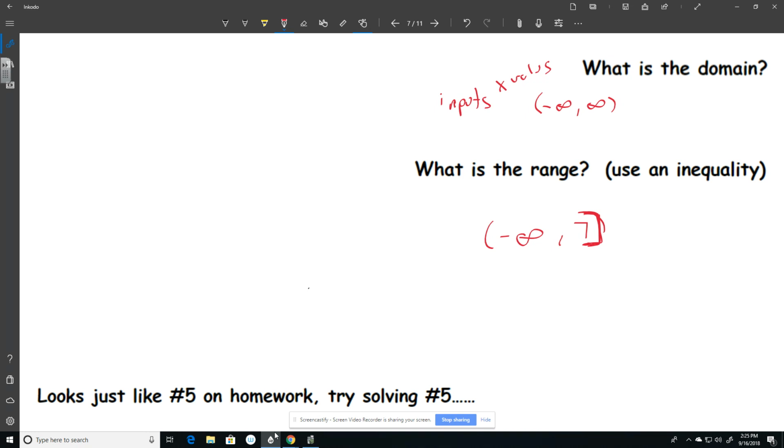So for the domain, it's usually going to be infinite. We'll have a few examples when it's not. For the range, you've got to use the graph and find the high or low point. And that's it. Okay, so this looks just like homework number 5. So what I want you to do is pause the video, go to homework number 5, and answer that question. See if you can get it correct. As long as you can do it, you're ready to move on.